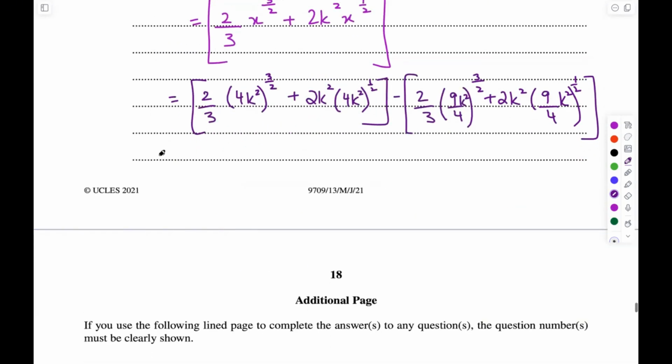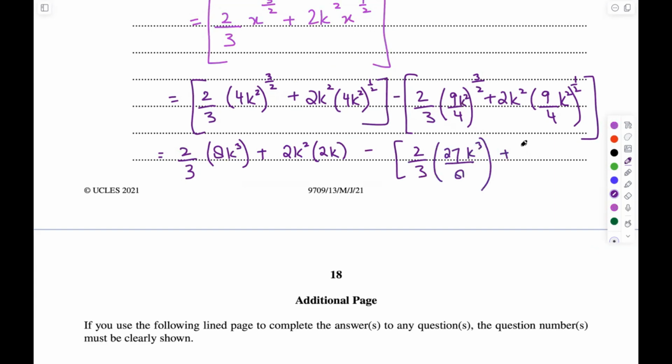Now simplifying the expression, this will become 2 upon 3, and 4 to the power 3 upon 2 is 8. k squared into 3 upon 2 will become k cube, plus 4k squared, whose square root will become 2k, so that will become 2k squared multiplied by 2k. And this will become 2 upon 3 into 9 to the power 3 upon 2. Square root of 9 is 3, 3 cube is 27. k squared into 3 upon 2 is k cube, and 4 to the power 3 upon 2 will be 8. Plus this will become 2k squared into the square root of 9 upon 4, so that will become 3 upon 2, and the square root of k squared will be k.